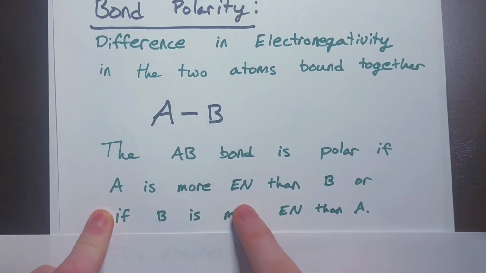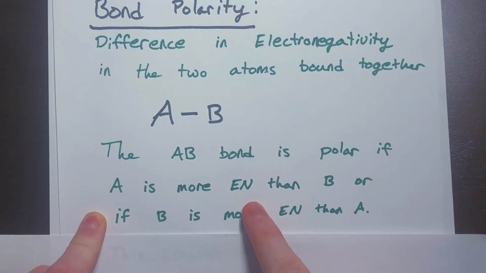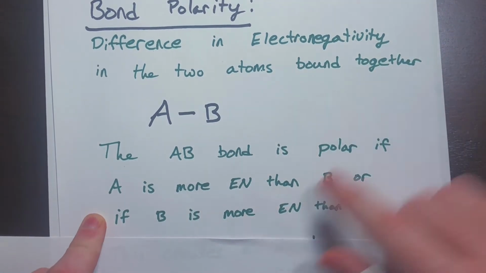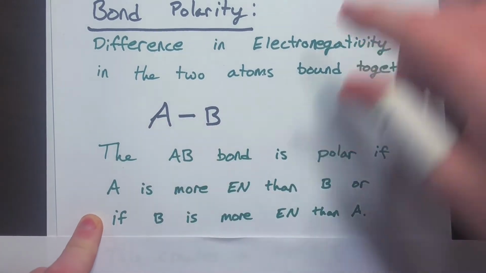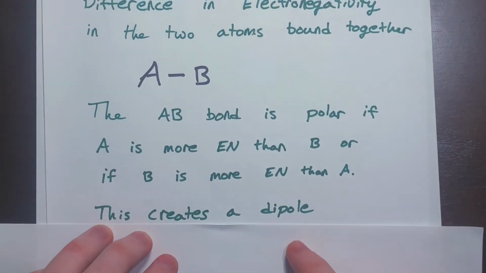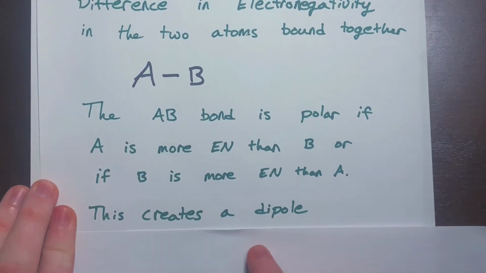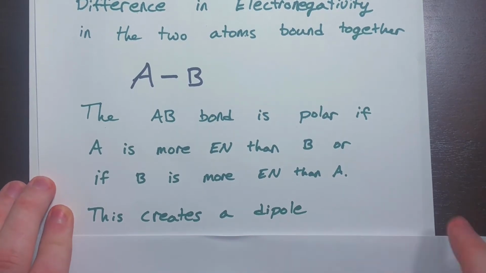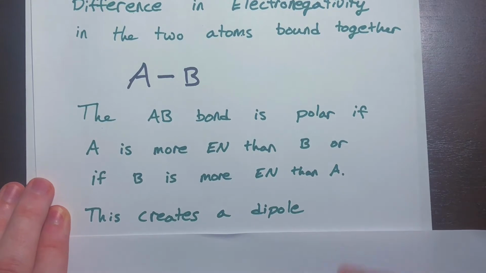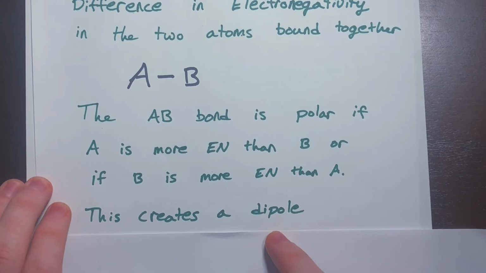Just as a note, EN refers to electronegativity in this case, and you'll see that throughout the rest of this video and future videos. If either of these possibilities is present, then the AB bond is polar. And as a result, there is a dipole, and the dipole will point towards the more electronegative atom. I'll illustrate with the next example how you can draw a dipole. But a dipole is a way to illustrate the polar bond and the qualitative flow of electrons in that particular bond.